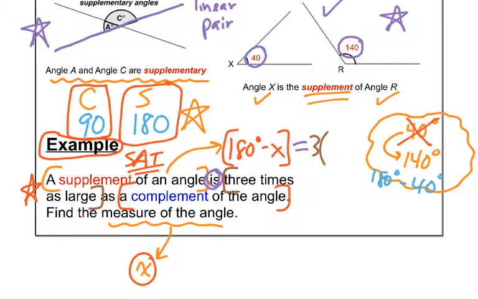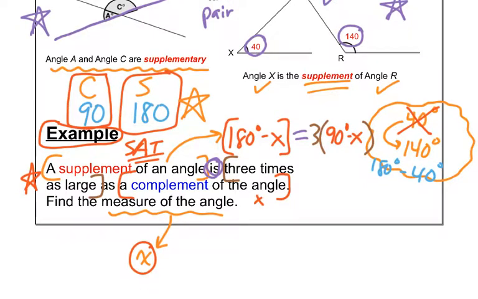Ooh, a complement of the angle. So if the angle is x, what would be the complement? Can you use the first part that we did? What's the supplement of the angle? How did we write that? Okay, how are we going to write the complement of the angle? Here you go. Do you see it? If the angle is x, then the complement of that angle would be 90 minus x. Great. Okay, look what you guys just did. You made a beautiful, beautiful equation with some algebra.